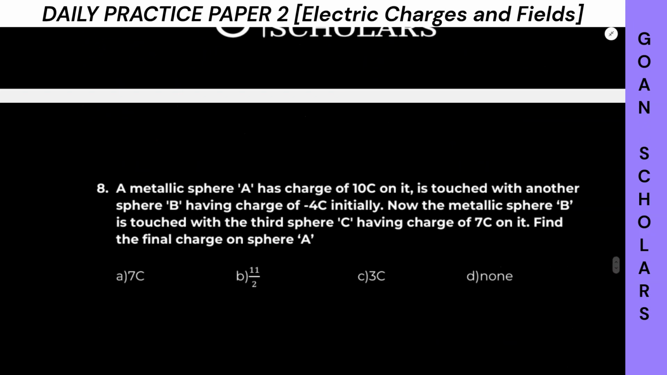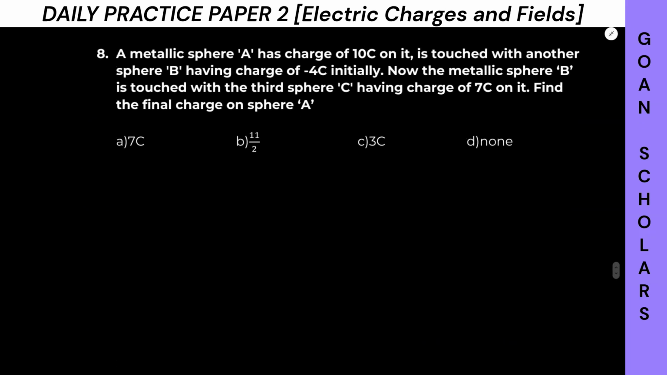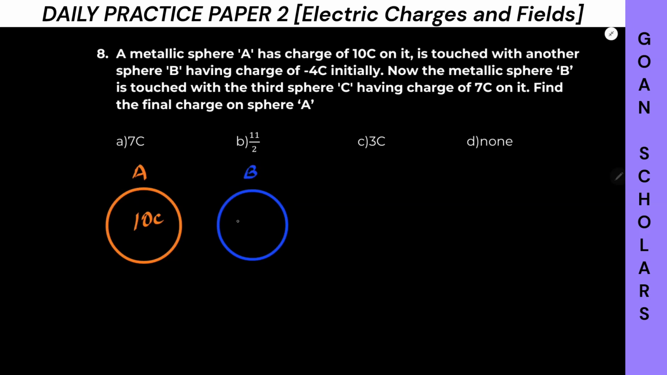Okay. Let's move to question number 8. A metallic sphere A has a charge of 10 coulomb on it. It is touched. So let's draw here a metallic sphere A, and it has a charge of 10 coulomb on it. It is touched to another metallic sphere B having a charge of minus 4 coulomb. So let's draw here B with minus 4 coulomb.